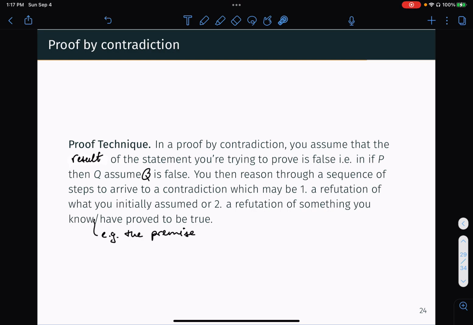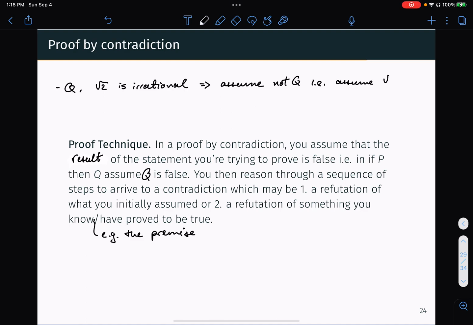So in a proof by contradiction, you assume that the result of the statement you're trying to prove is false. For instance, in the statement, if P then Q, you assume the result, so assume Q is false. Or, for instance, in the statement just Q, like stating that the square root of 2 is irrational, in a proof by contradiction, you assume not Q, right? So you assume that Q is not true, i.e., you assume that the square root of 2 is rational, okay?